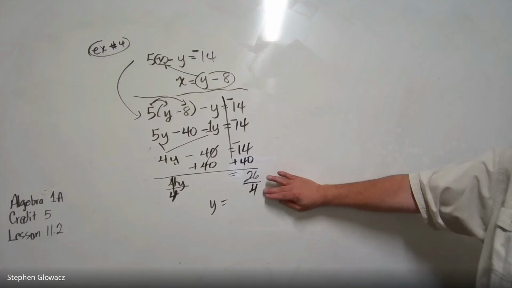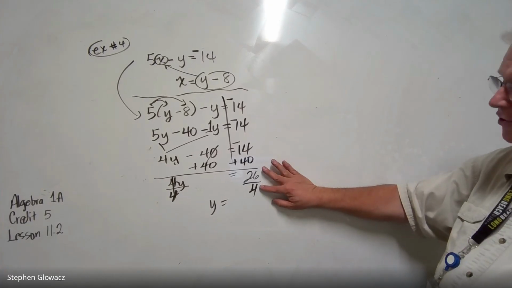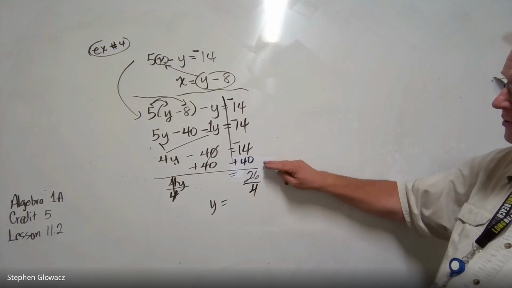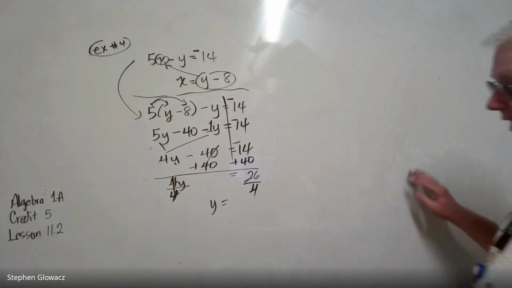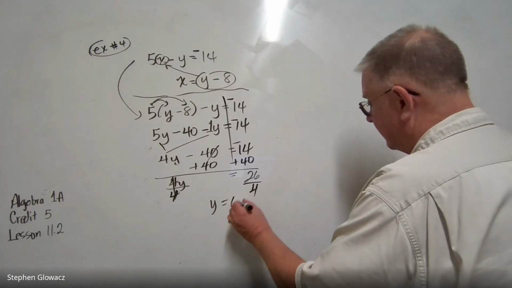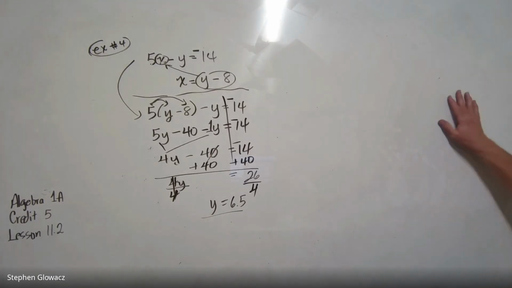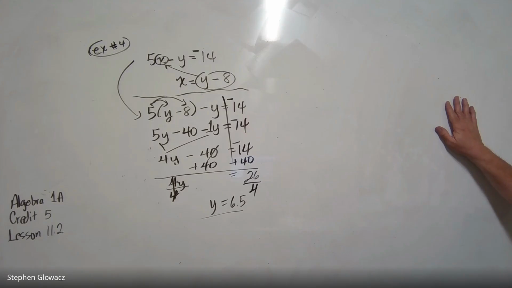26 divided by 4. So remember, to convert a fraction to a decimal, the fraction bar indicates division. So 26 divided by 4 gives us 6.5. So as promised, our answer, at least one of them, is a decimal. Let's see about the other one here.